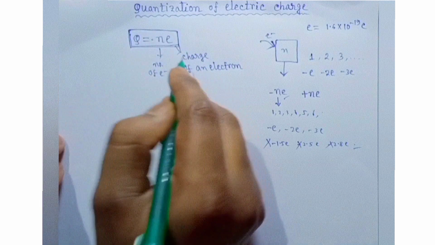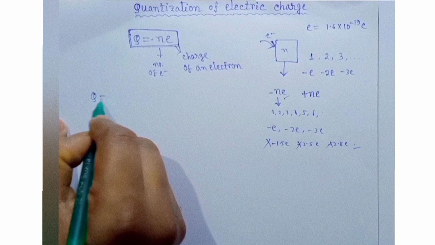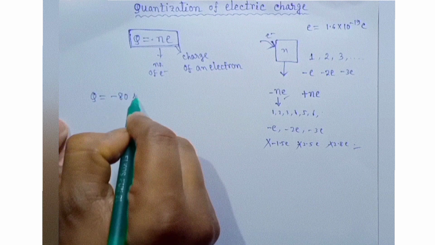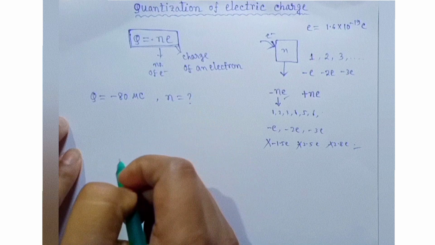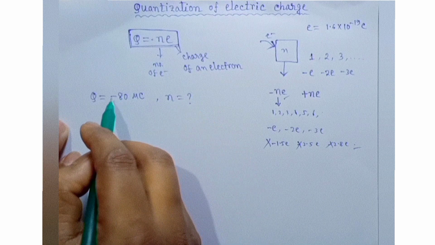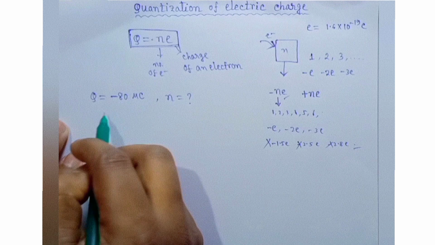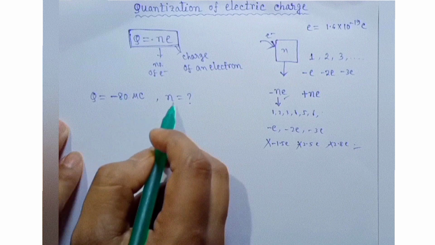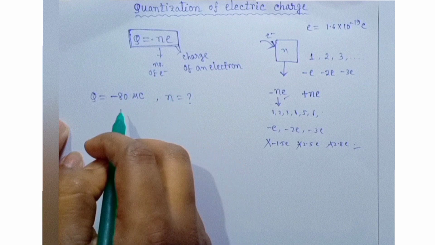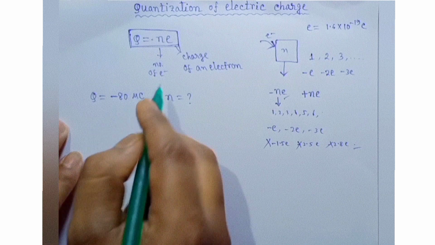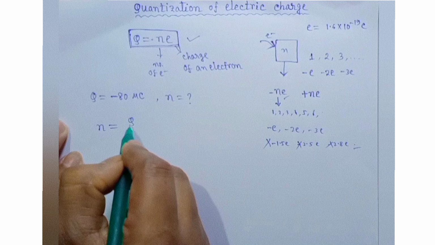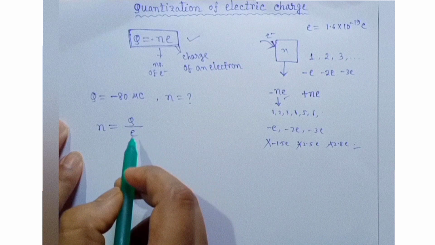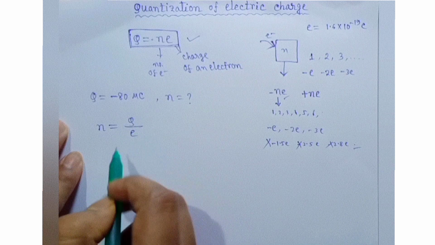So let us consider an object has a total amount of charge minus 80 microcoulomb, and we have to find the number of electrons in it. So obviously it has a negative charge, so it has excess of electrons in it, and we have to find the number of excess electrons of the object. So from this formula we can write that the number of excess electrons n equals the total charge divided by the amount of charge of an electron.